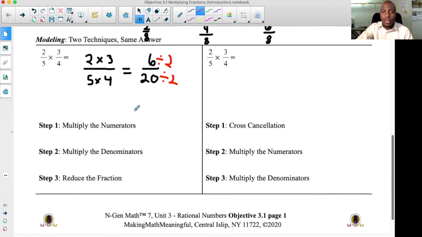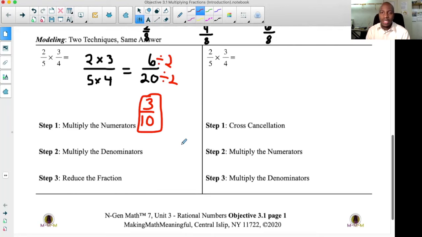Now, when we divide both of these by 2, we end up with 3/10, and that would be our answer. That is our answer right here. 3/10 is our answer when it's reduced and simplified. This is one way of doing it: multiply numerators, multiply denominators, and then reduce the fraction. The last step is to reduce the fraction.